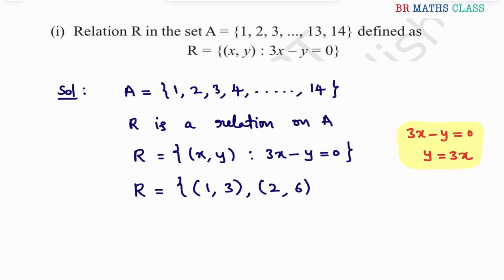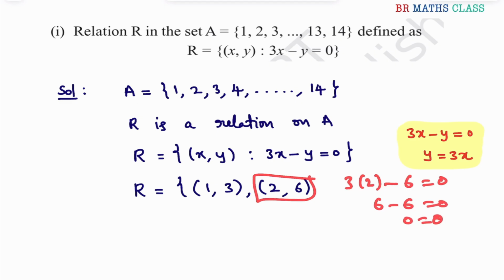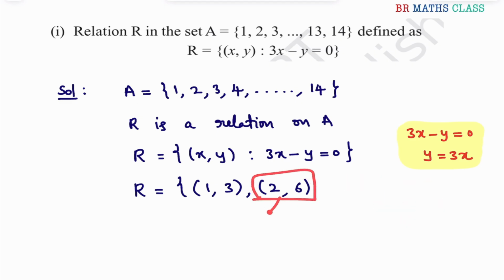If you observe, 2 and 6 both are there in this set, and when I substitute this 2 comma 6 in this, it must and should satisfy. It satisfies because we are getting this from this only. So you put x equal to 2 and y equal to 6 in this. 3 into 2 minus 6 equal to 0. See, 6 minus 6, 0 equal to 0, satisfying. So ordered pair 2 comma 6 belongs to this relation. Similarly, you take the third element, x is 3.